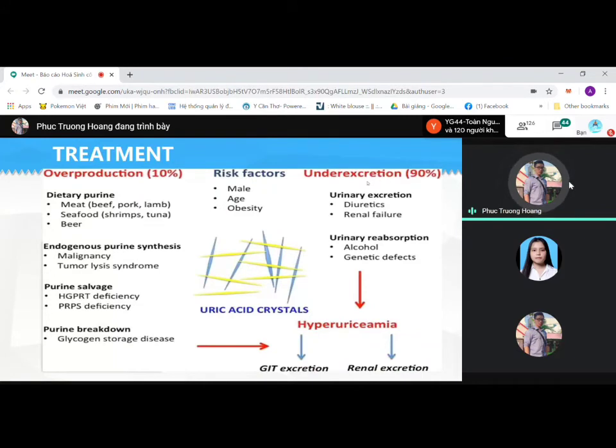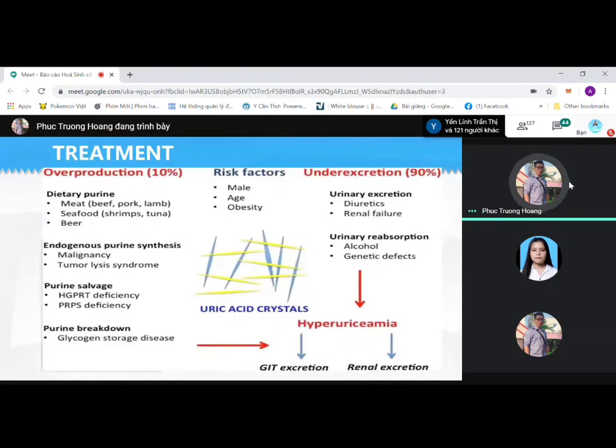Underexcretion may come from using diuretics, maybe your kidney has some problem like renal failure, or maybe you consume a lot of alcohol, or you have a genetic defect. All of this, together with risk factors like male sex, age, and obesity, will create hyperuricemia, and it will decrease the renal and gastrointestinal tract excretion.